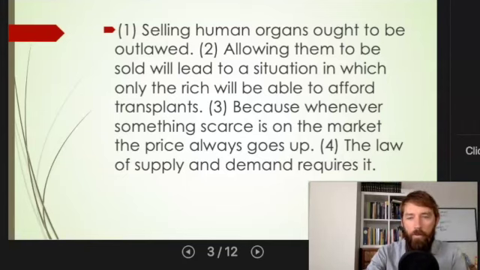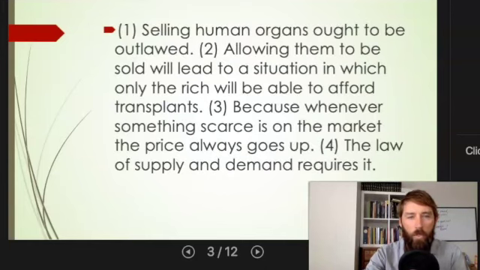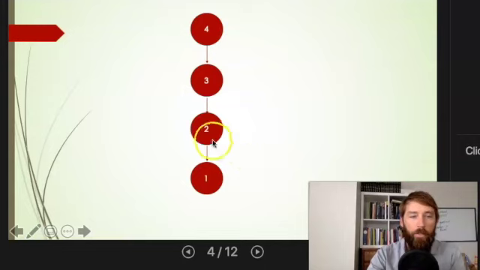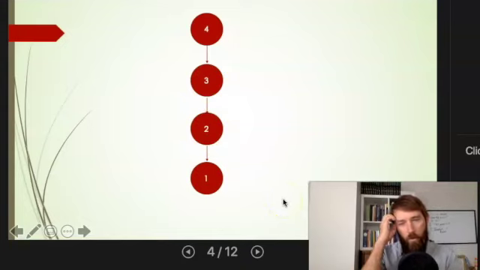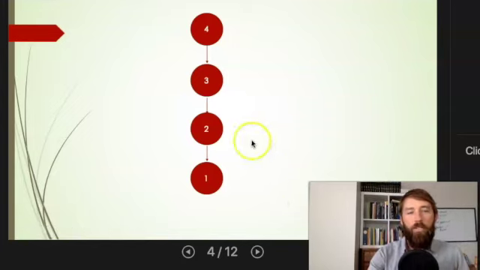We're going to draw these patterns when we do the homework like this. So remember, number 1 was our conclusion, selling human organs ought to be outlawed. 2 was the only one that really supported the conclusion, so we put that one next, right here. Number 3 was about things that are scarce, the price goes up. And number 4 was the law of supply and demand. So number 4 supports number 3, number 3 supports number 2, and number 2 supports number 1. So this is the way vertical patterns are going to look when we draw them out. And one of the reasons why we draw them like this is because each section in this argument functions like another little mini argument.